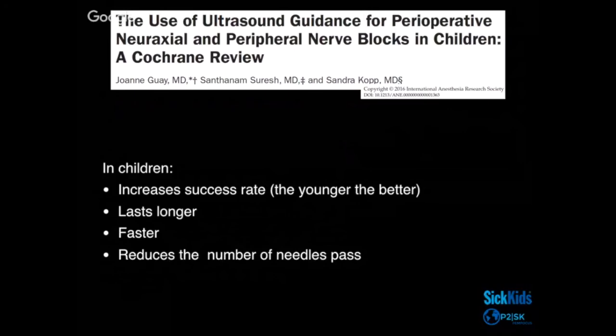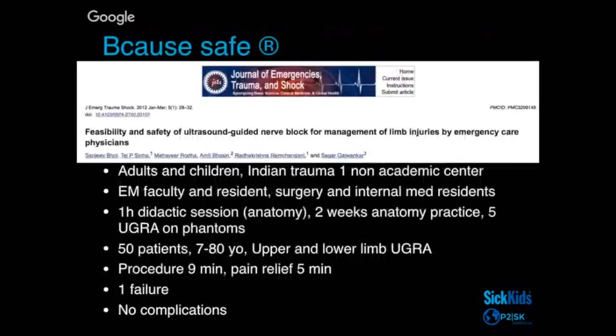The block would last longer, and that is actually due to the fact that you inject your anesthetic around the nerve better and not as much in the surrounding tissues. So it's going to stay around the nerve for the longest time. And then it works faster as well because you are closer to the nerve. And it reduces the number of needles passed, meaning that it's not as painful then.